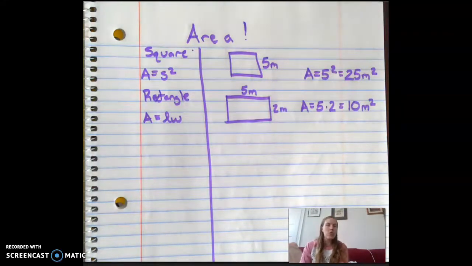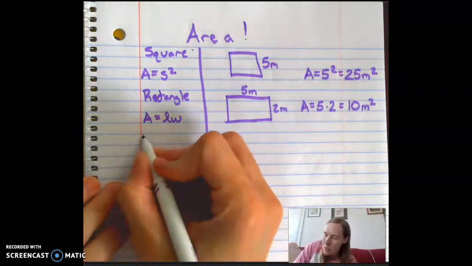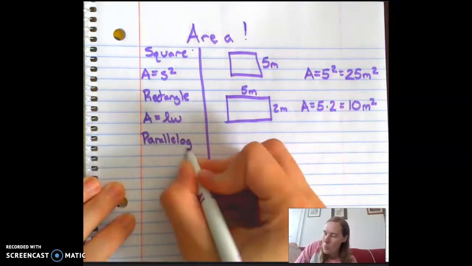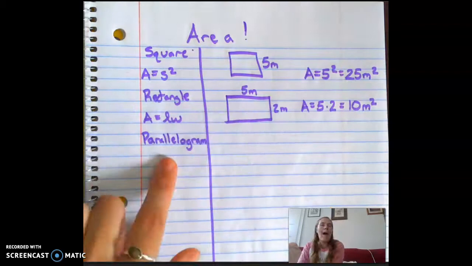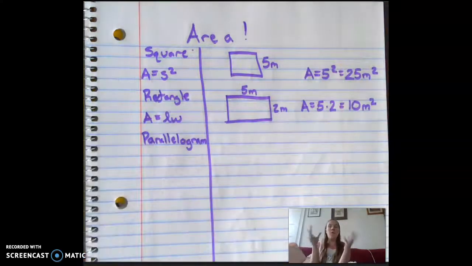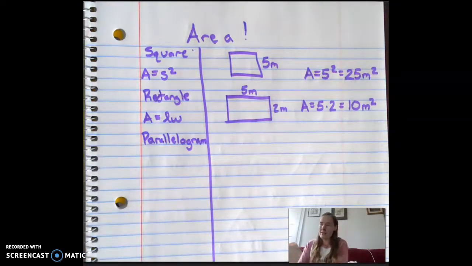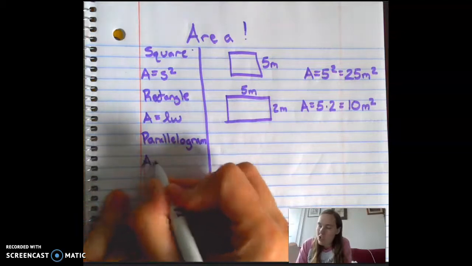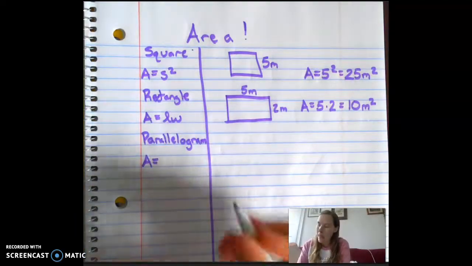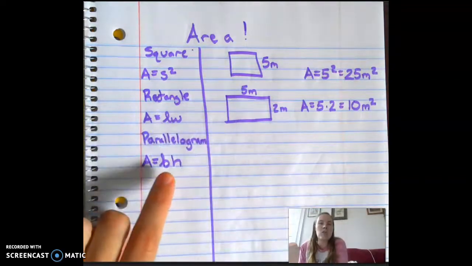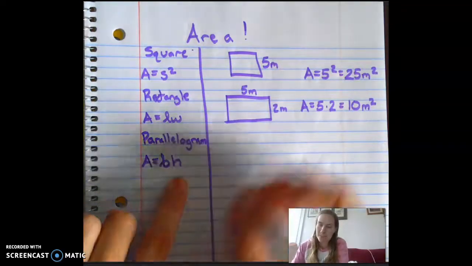The next couple you might not be as familiar with. So next we're going to go to something called a parallelogram. So what vocabulary words do we know that is in this title? Parallel. Parallel is in this title. So that's going to come into what the shape looks like. So the area of a parallelogram is B times H. So this is base times height.